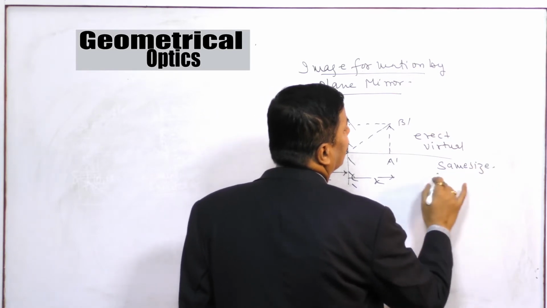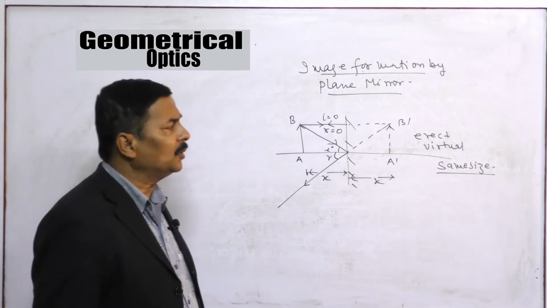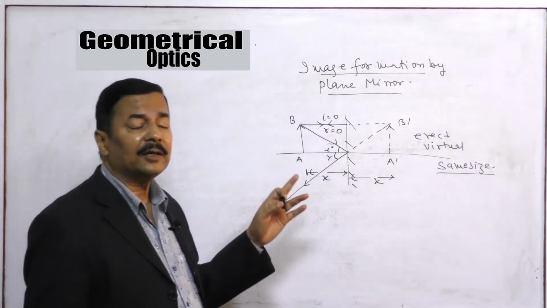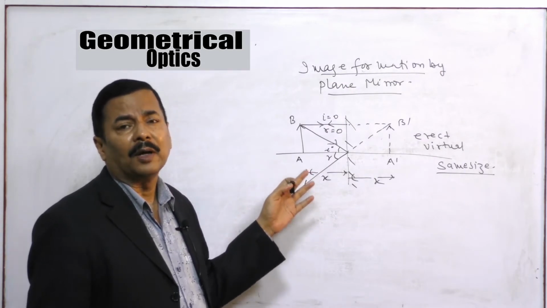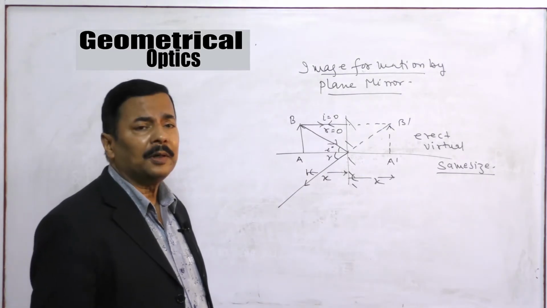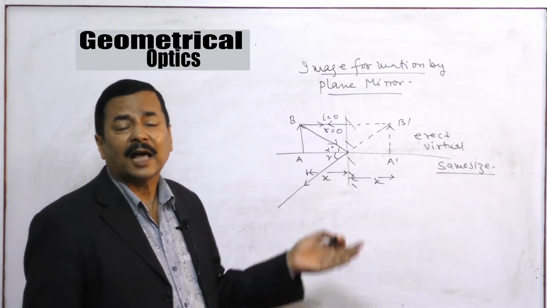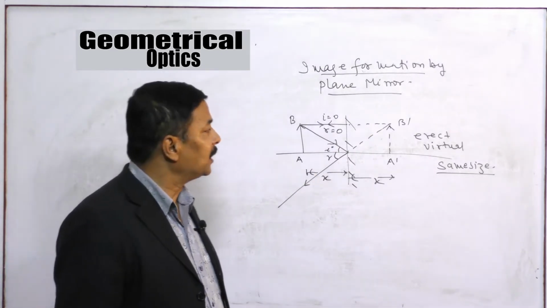So same size image is being formed. So plane mirror forms virtual image of same size. As I had discussed earlier, it doesn't mean that it will not form real image. If the object is virtual, it will form the real image, or if the rays are converging, then also it forms the real image.